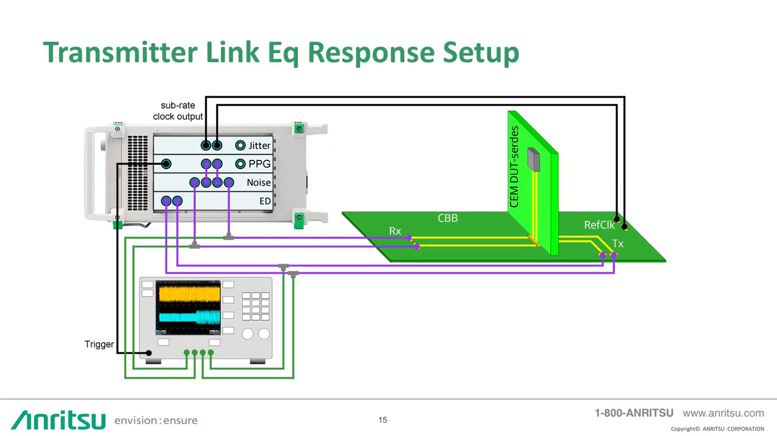The transmitter link equalization response test measures the length of time it takes for the DUT transmitter to respond to FFE tap requests and determines whether the response is correct. The BERT pattern generator differential output from the noise module is split so that the signal is transmitted to both the DUT receiver and the oscilloscope. The DUT transmitter output is also split so that its signal is sent to both the oscilloscope and the BERT error detector in its role as reference receiver.